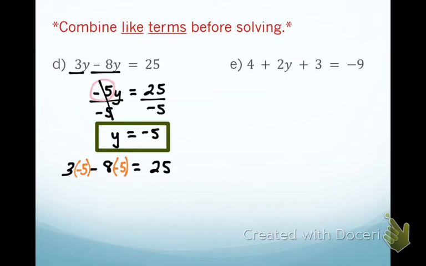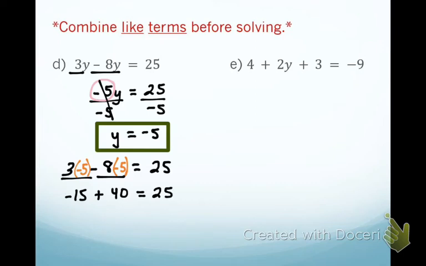So let's work from left to right. First thing, let's do this one. Class, what's 3 times -5? -15. Now look carefully. I have a -8 times a -5. What's that answer? Positive 40, because when you multiply two negatives together, you get a positive. And then we'll drop down our equal sign and our 25.